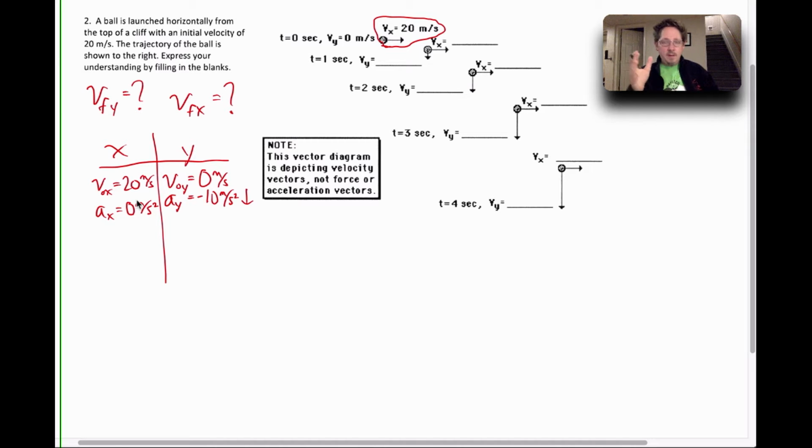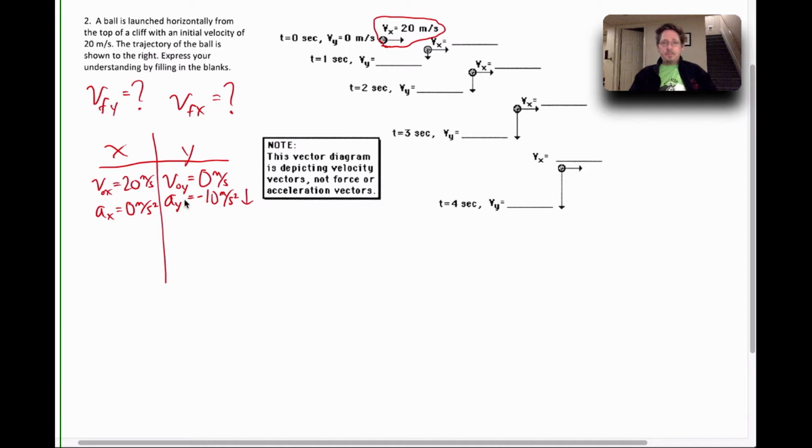Now, this wasn't given to us in the problem. We have to know that about any free fall motion, that gravity pulls down and causes an acceleration of 10 downward and causes no sideways acceleration because gravity doesn't go sideways.